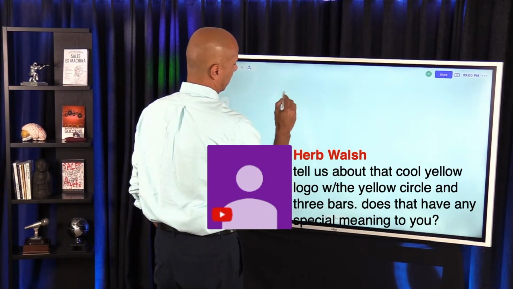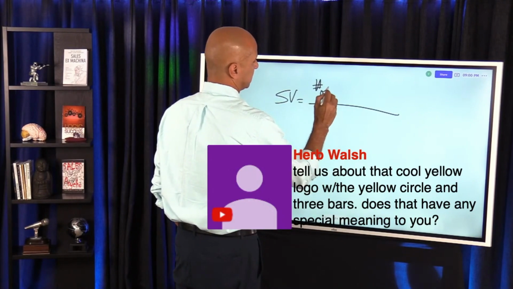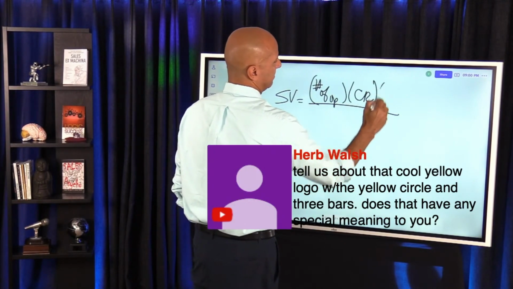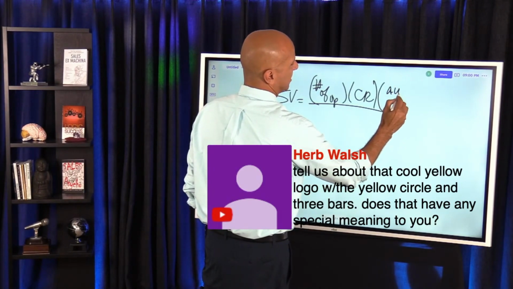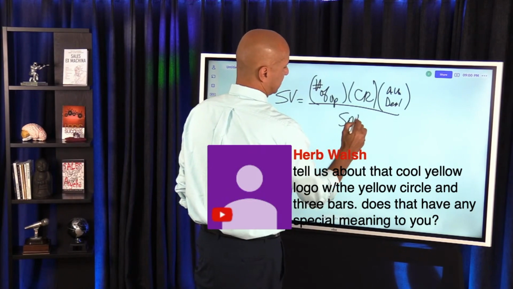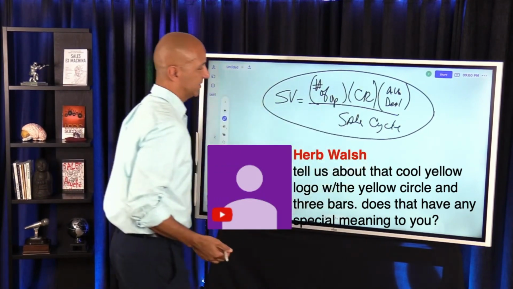The sales velocity equation is this: your sales velocity is equal to the number of opportunities, multiplied by your close rate, multiplied by the average deal size, divided by your sales cycle. That's how you calculate your sales velocity.